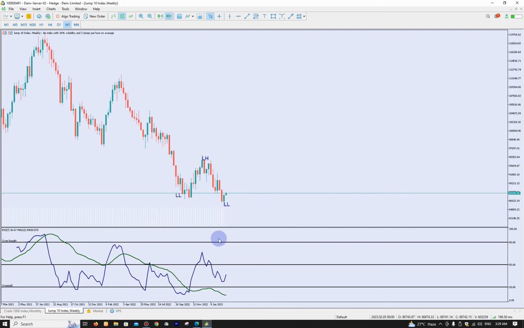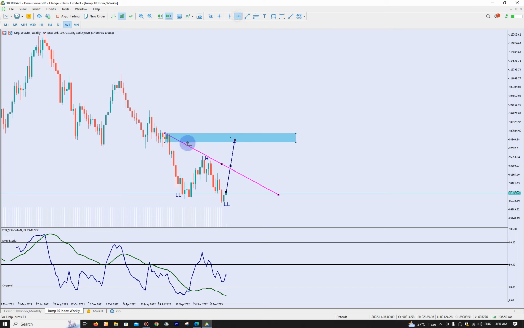Now this is what we are currently seeing. We are expecting price to form another lower high to respect this movement, to respect this zone, or if it doesn't respect this, what we're expecting should be within this area, because you can see this is a supply zone as well.